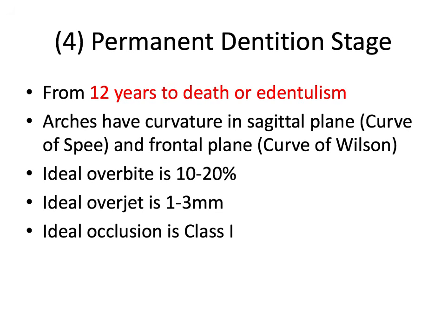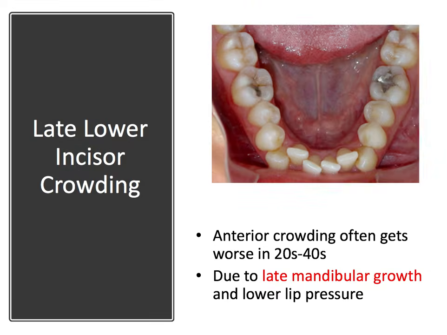So arches have a curvature in the permanent dentition stage. This is the natural sagittal plane curvature known as the curve of Spee, or frontal plane curvature, which is the curve of Wilson. We talk a little bit more about that in the prosthodontic series if you want to learn more about those concepts. Ideal overbite in this stage is 10 to 20%. Ideal overjet is 1 to 3 millimeters, and ideal occlusion is class 1. We'll talk more about these concepts in the next video.